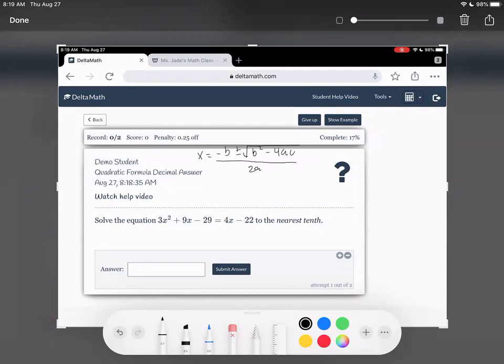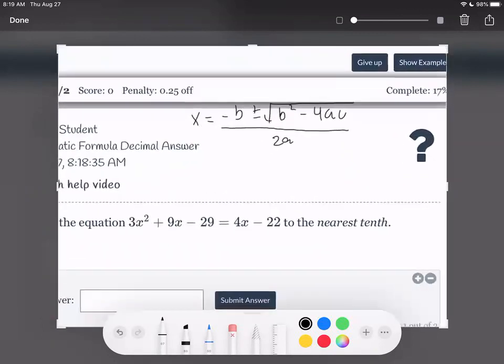Okay. So we're going to use this formula, but remember this formula only works when you have ax squared plus bx plus c equals 0, so standard form. Okay, so that means you want to make sure your quadratic equation equals 0.